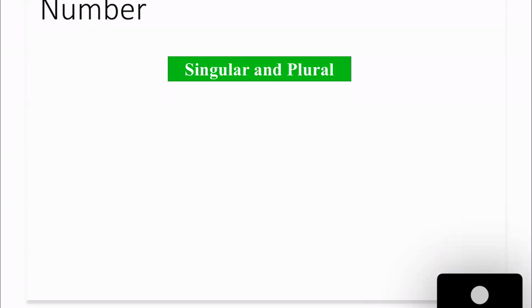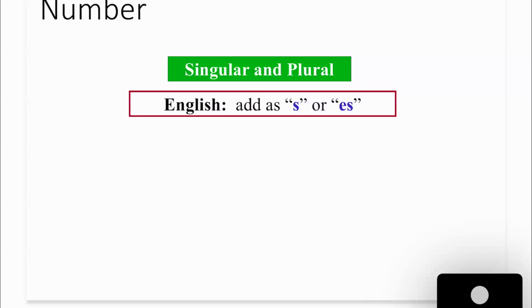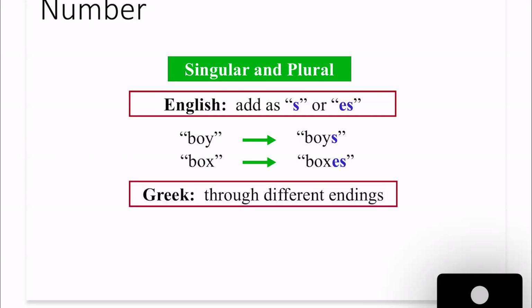So we have number, singular and plural. In English, in order to demonstrate whether something is singular or plural, we add on s or es, or sometimes we have an irregular form of a noun, which doesn't use s or es. So the example I gave before, boy, we add an s, boys. Box, add es, boxes. We do the same thing in Greek. We add different endings to a word.